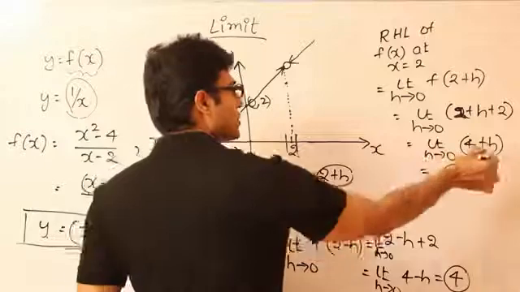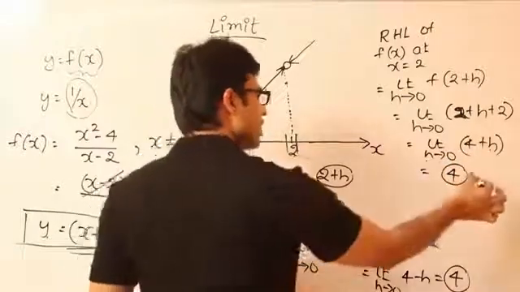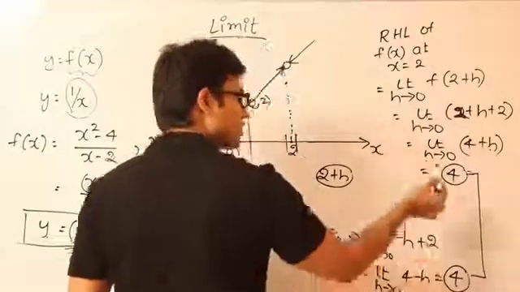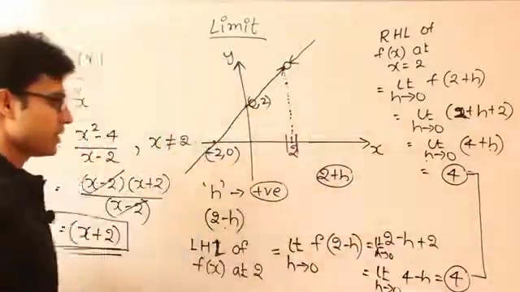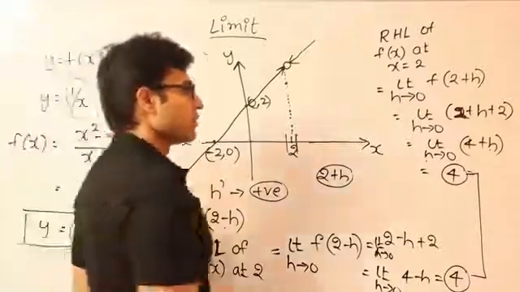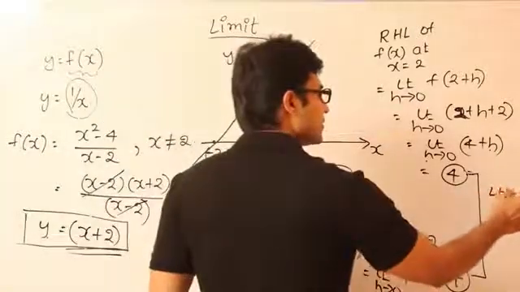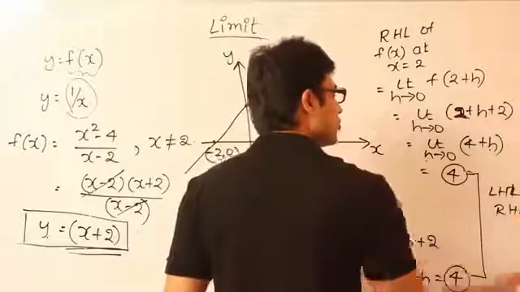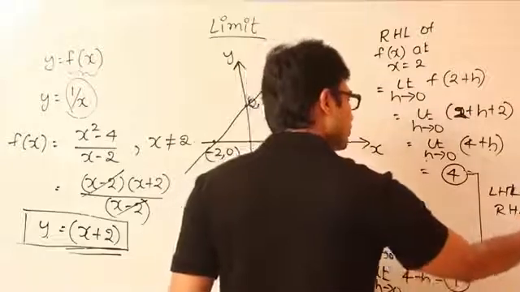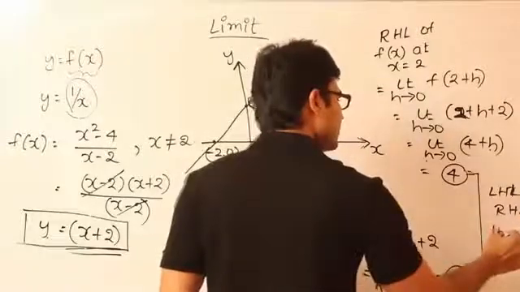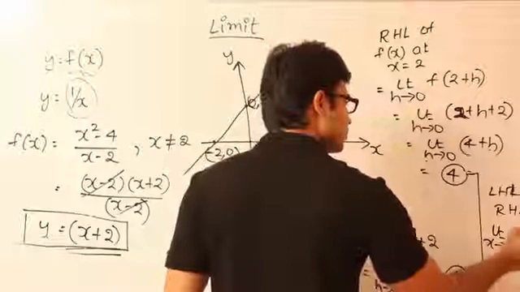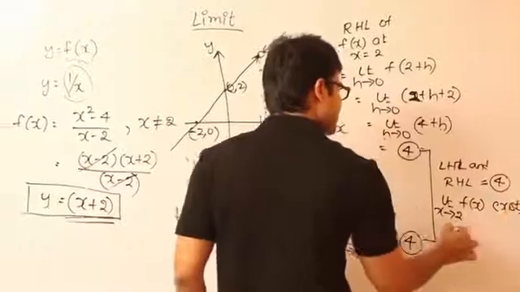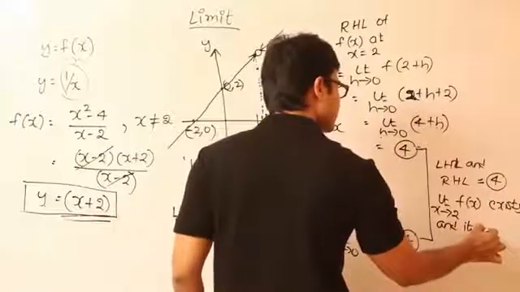Therefore, because you put h equal to 0 there, we got that both the left hand limit and the right hand limit are equal, right? So since the left hand limit and right hand limit are both the same and both are equal to 4, we can say that limit x tends to 2 of f of x exists and its value is 4.